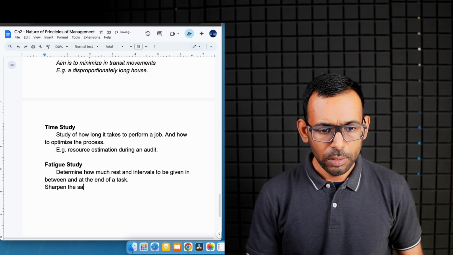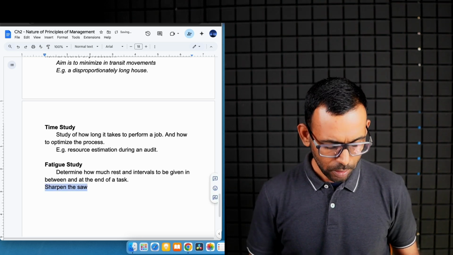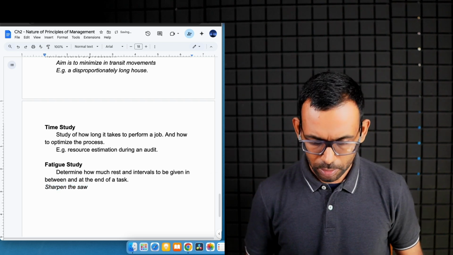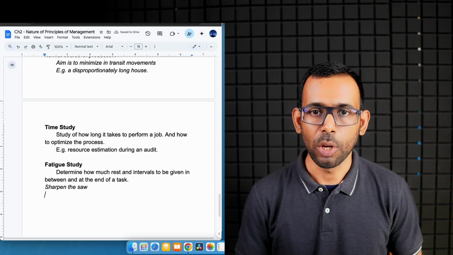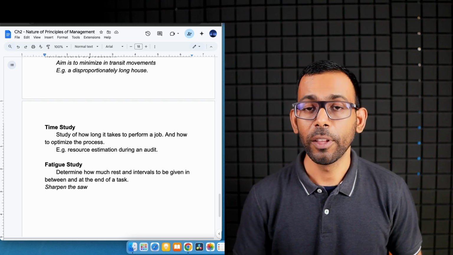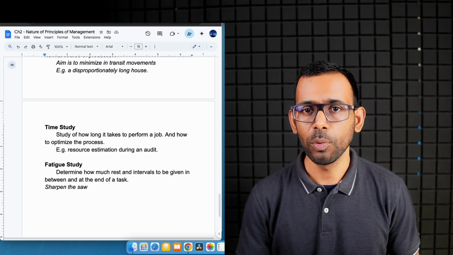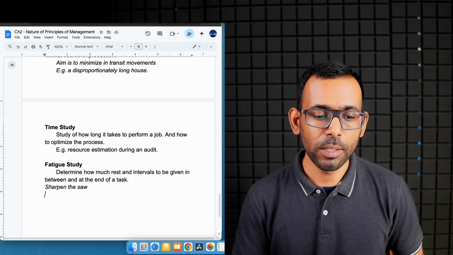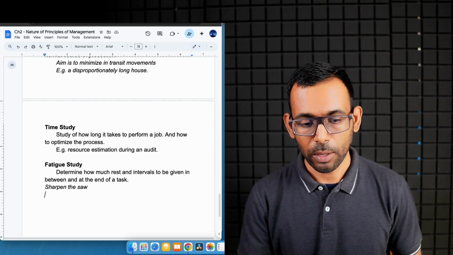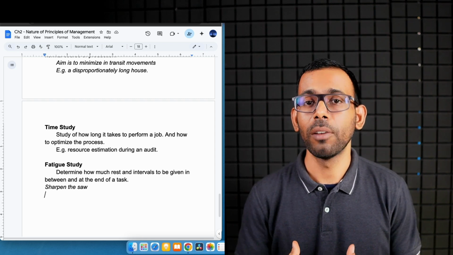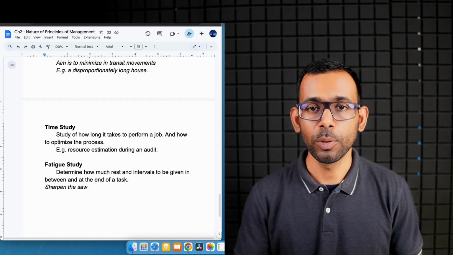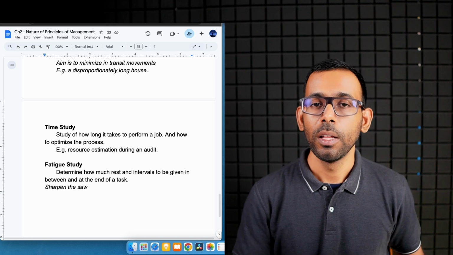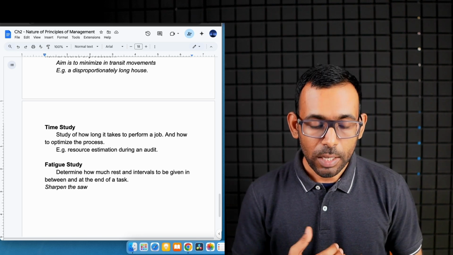They call this sharpen the saw, isn't it? So if you are trying to cut a tree and you have a saw, you first sharpen the saw. The more you sharpen the saw, the faster and the easier it is for you to cut the tree. This is a term that is used to connote how recovery is important for people, how physically and mentally every person should recover before they resume the job. So that is fatigue study.